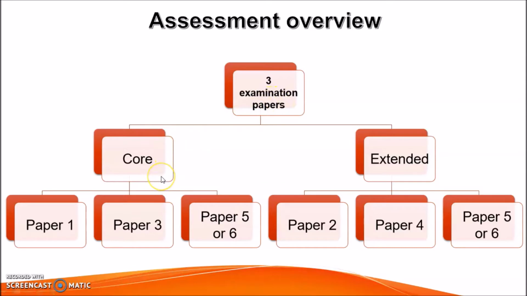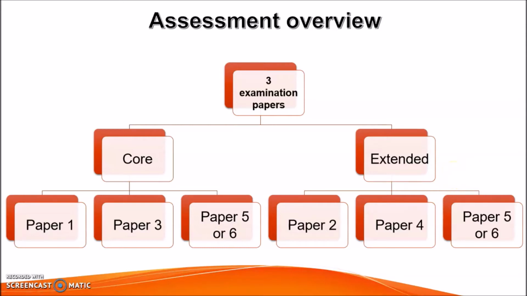Okay, for candidates who have studied the core subject content or the one who are expected to achieve a grade D or below, that candidate should be entered for paper 1, paper 3 and either paper 5 or 6. So these candidates will be eligible for grades C to G.